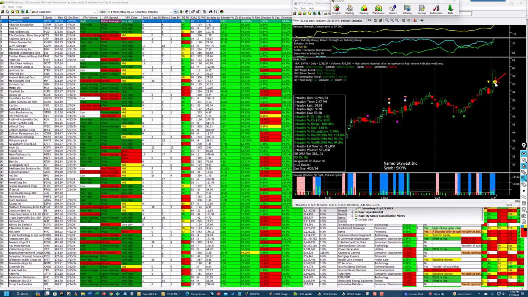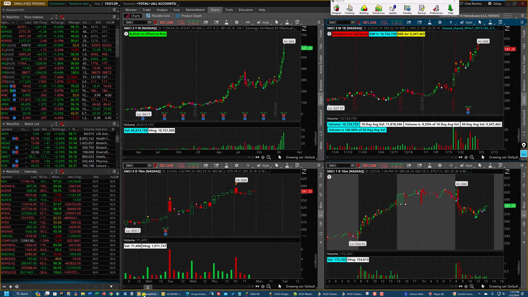Change the color of the arrow. There's an effort to rise on increasing volume. So everything looks good on this stock with the high RS rating and so on, and the group rank's not all that great. This is the airline industry, but this stock is one of the leading stocks in that group. I'm going to quickly flip over to Thinkorswim.